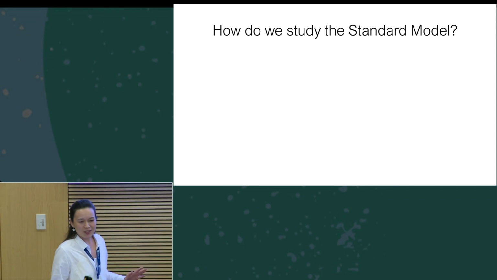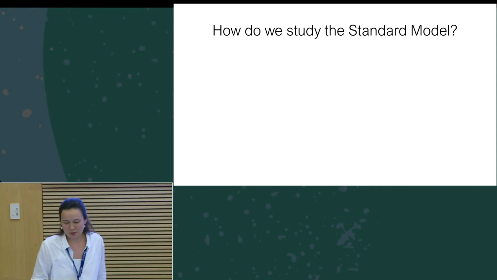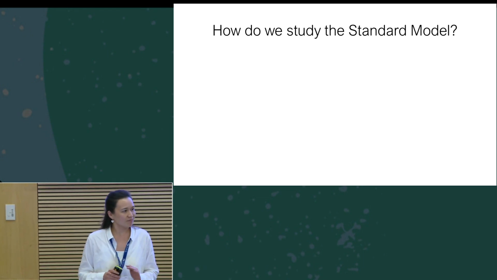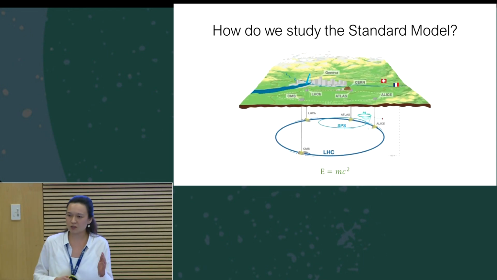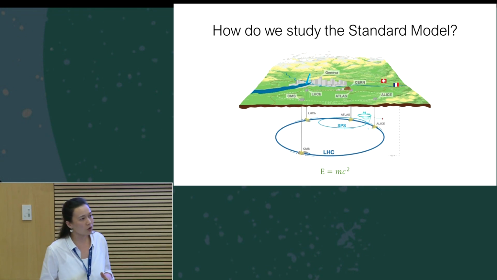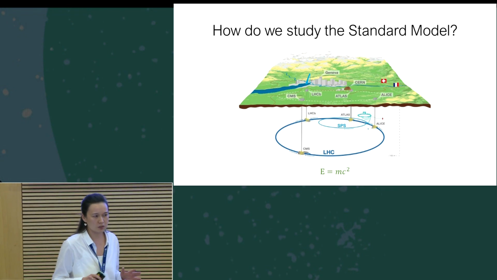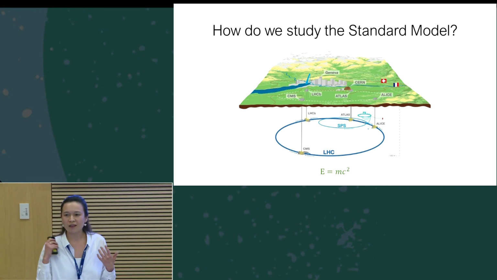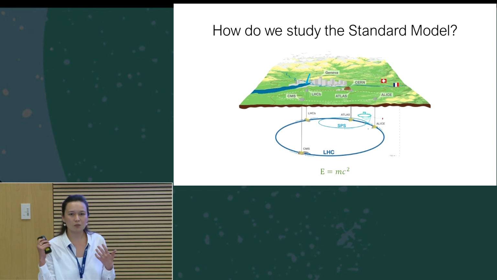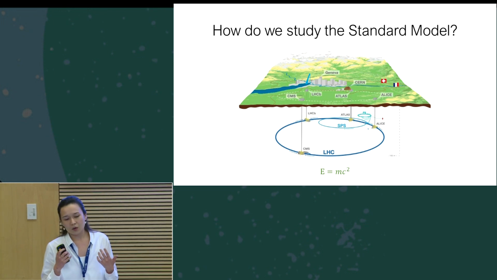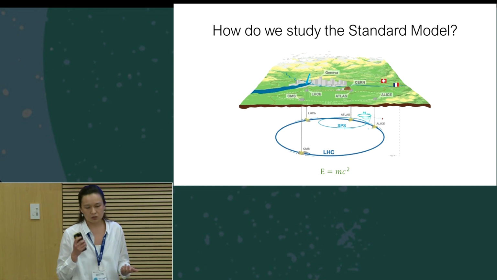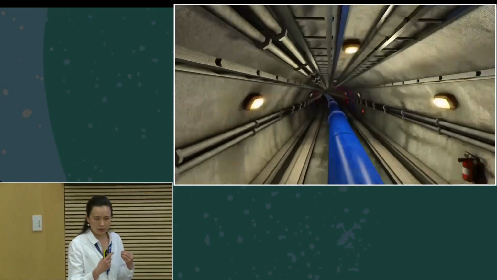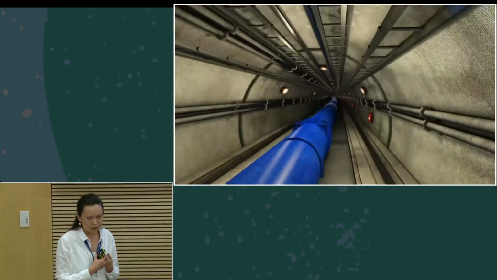Now the question is how the hell we studied what I showed you. For this, we build huge machines that we call accelerators, colliders, and detectors. And the most known experimental particle physics project is the Large Hadron Collider, which is this 27 kilometer circular pipe where we accelerate particles to almost the speed of light. And then in 4 collision points at the collider, we smash them one into another.